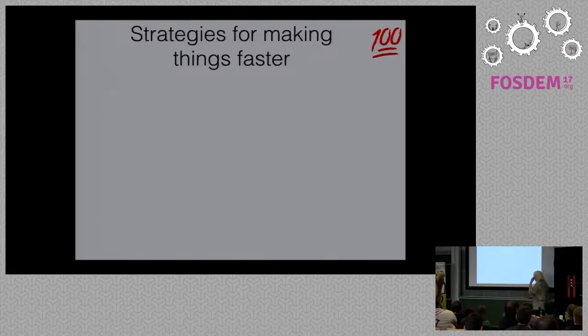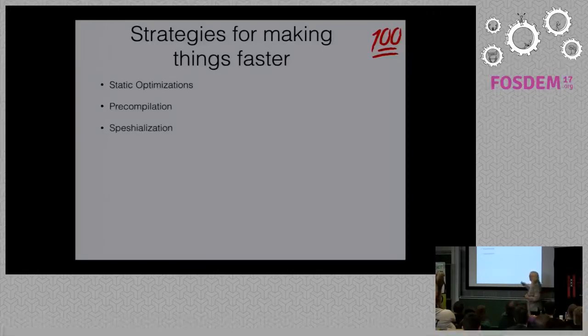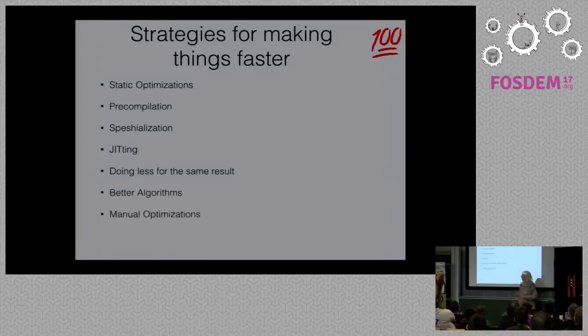So what are the strategies that we have for making things faster? We actually have 7 strategies, not 6. We have static optimizations, we have pre-compilation, we have specialization. This is not a spelling error. We have jitting. We have doing less for the same result. We have better algorithms, and we have manual optimizations.